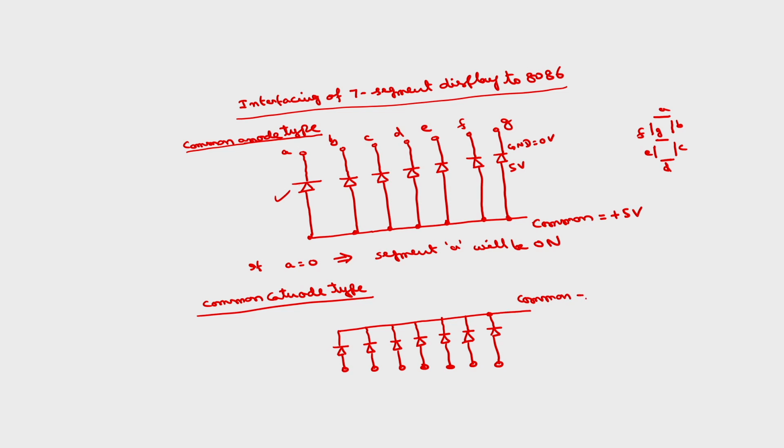This is the common point which has to be connected to plus 5 volts or logic 1. And to display any particular segment, this has to be connected to logic 0, so that this A will glow. This is B, C, D, E, F, G. This is about the common anode type and common cathode type. So, inside this 7 segment display we have this circuitry, depending upon whether the display is common anode type or common cathode type.